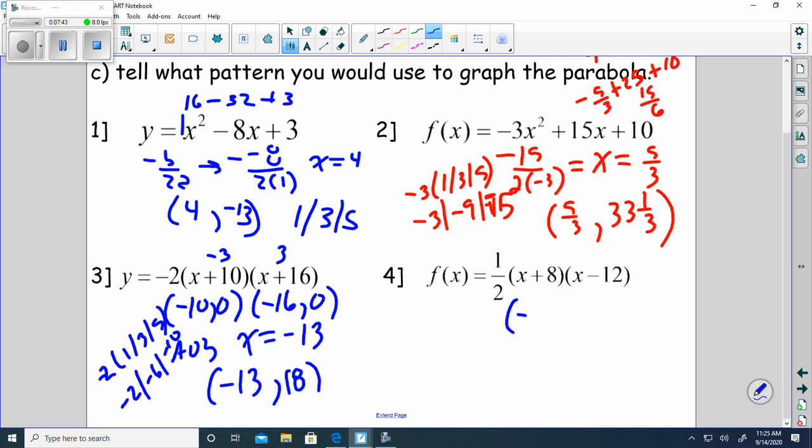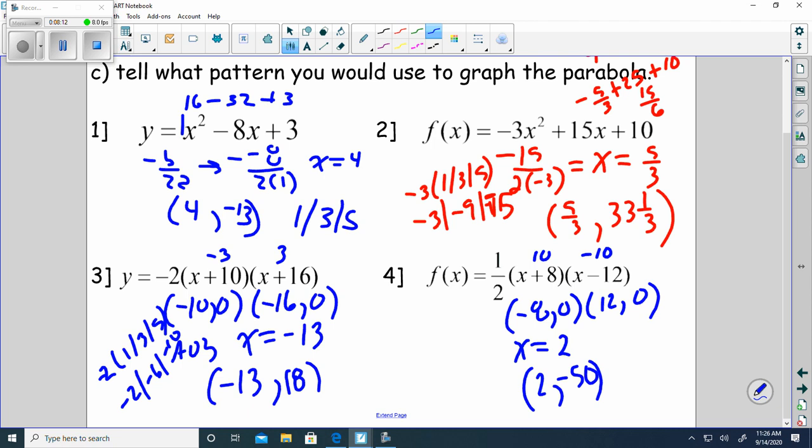Last one, I get roots at negative 8, 0 and at 12, 0. So the distance from negative 8 to 12 is 20. Divide that by 2 is 10. So my axis of symmetry is going to be x equals 2. That's halfway between negative 8 and 12. And then my vertex is going to be at 2. So I'll plug that in. That's 10 minus 10, so that's 10 times negative 10. That's negative 100 times half is negative 50. And then my pattern graph on this one is going to be 1/2 times 1, 3, 5. So 1/2, 3/2, 5/2.